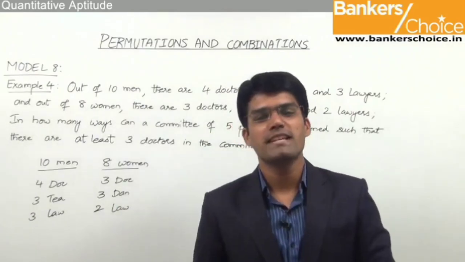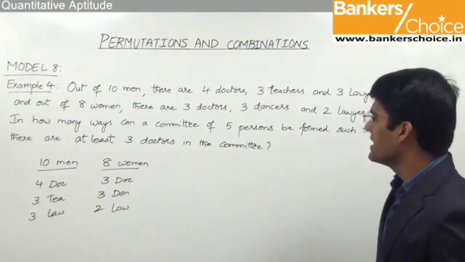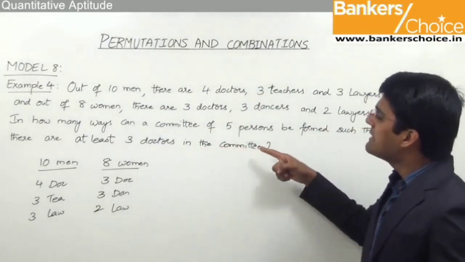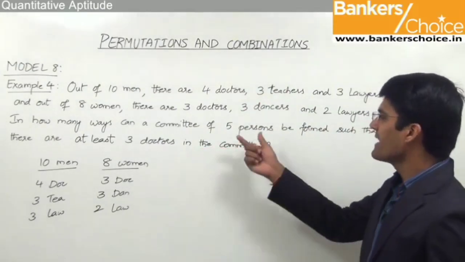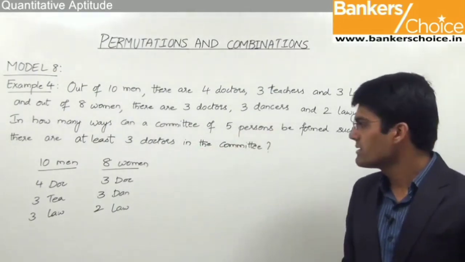Let us now take the 4th example from model 8. Again, with respect to the same number of persons, the condition here says there should be at least 3 doctors in the committee. In how many ways can a committee of 5 persons be formed such that there are at least 3 doctors in the committee formed?